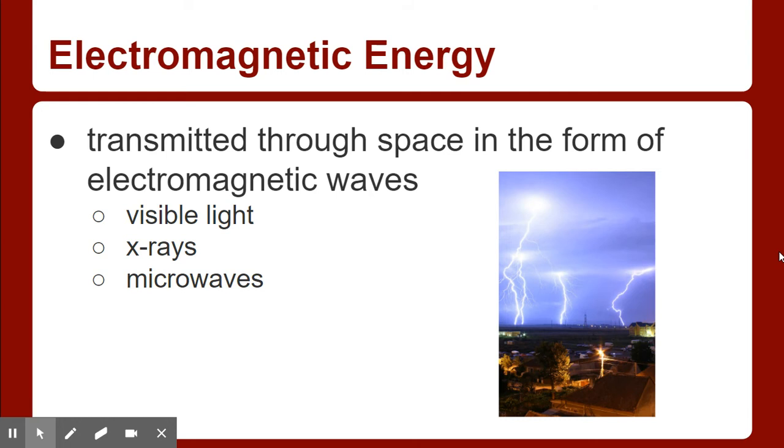Electromagnetic energy covers a couple of different types of energy that you might be familiar with. This energy moves through space in the form of electromagnetic waves. It includes things like light, X-rays, and microwaves. We'll learn more about waves next semester in a unit dedicated specifically to waves and their movements and effects. It'll cover things like sound, light, X-rays, and microwaves in more detail than we are here.